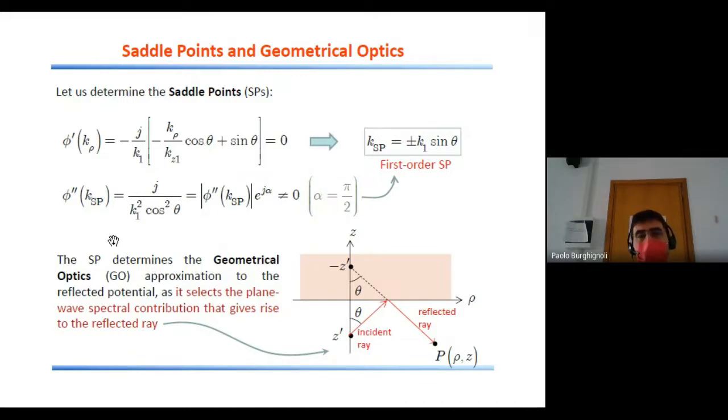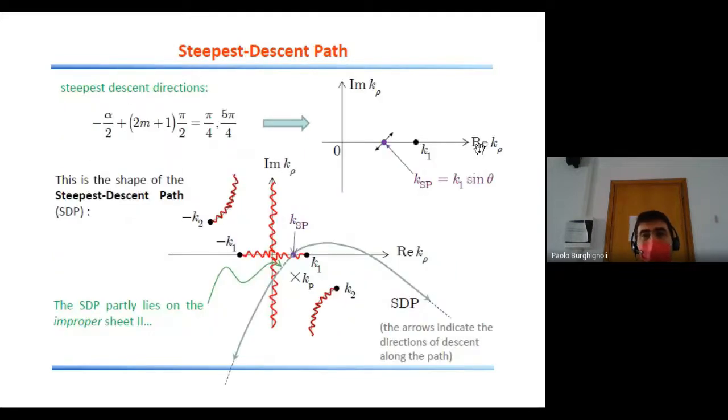Now, this saddle point determines the so-called geometrical optics approximation to the reflected potential. Why? Well, because basically it selects, among the infinite plane waves that constitute the spectrum of the reflected potential, those plane waves that correspond to the saddle point wave number, that is exactly the plane waves that correspond to the geometrical incident and reflected rays, that is the reflected ray that propagates along the angle theta that occurs inside the expression of the saddle point.